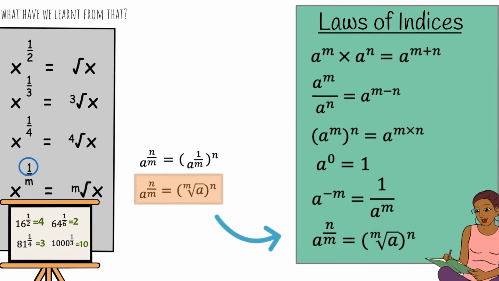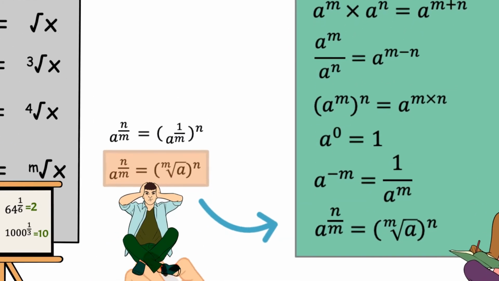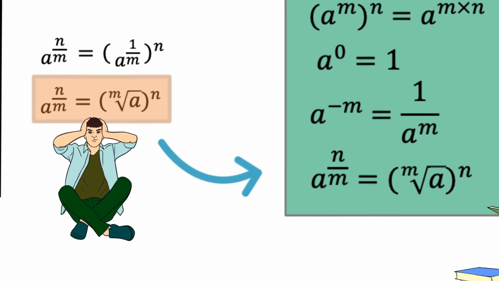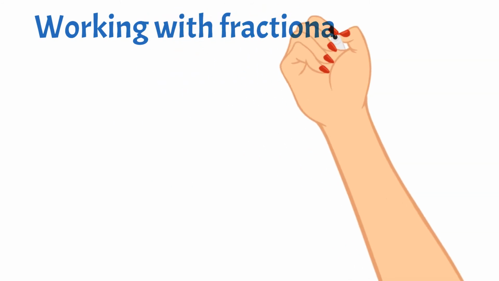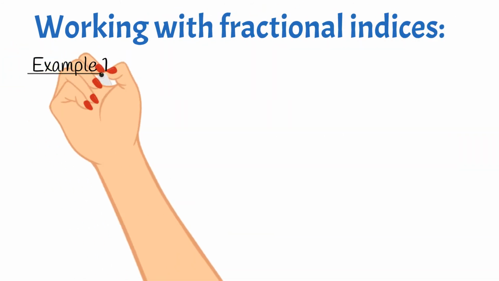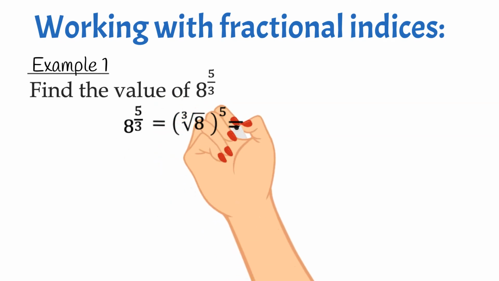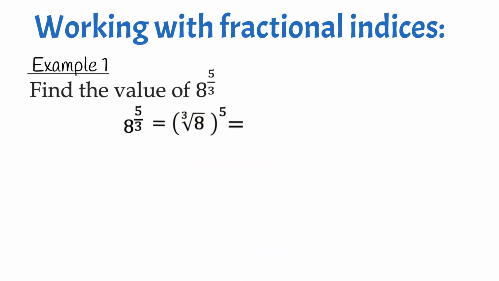I know some of you might be getting a headache right now, but don't worry, I'm going to go through some examples of this with you, and I did warn you, it wasn't my favourite law. Example number 1, find the value of 8 to the power of 5 over 3. Well, we know that 8 to the power of 5 over 3 is the cube root of 8 to the power of 5 using the law we just wrote down. Well, the cube root of 8 is 2 and 2 to the power of 5 is 32.